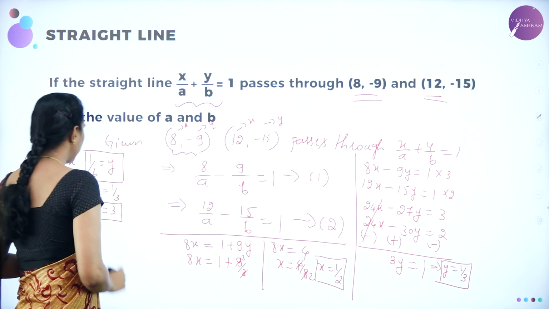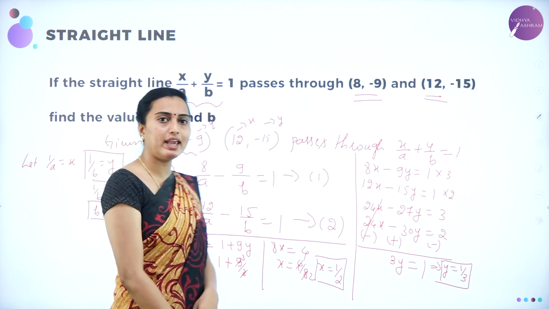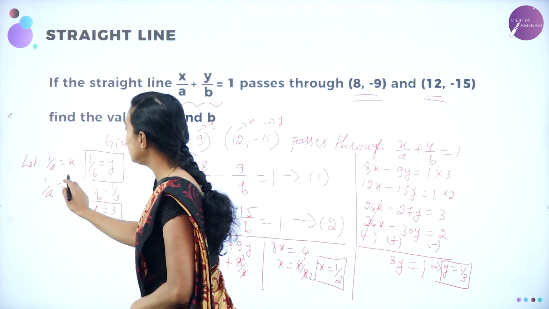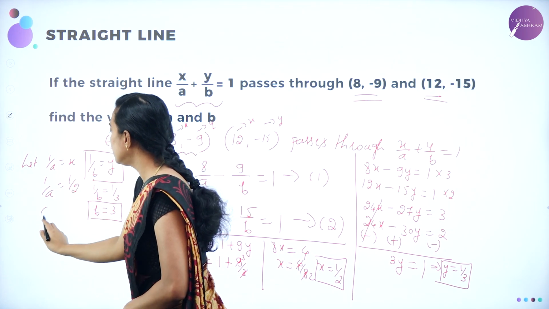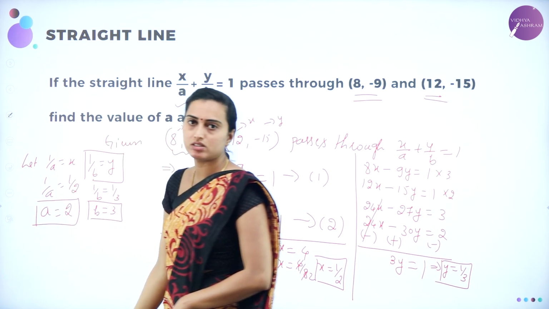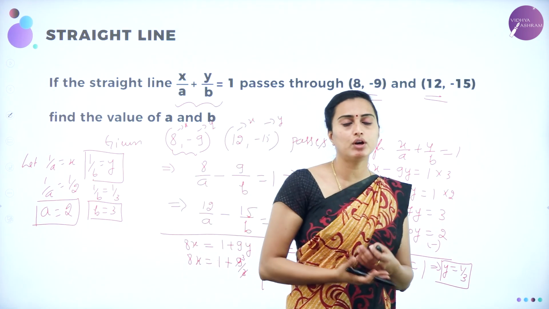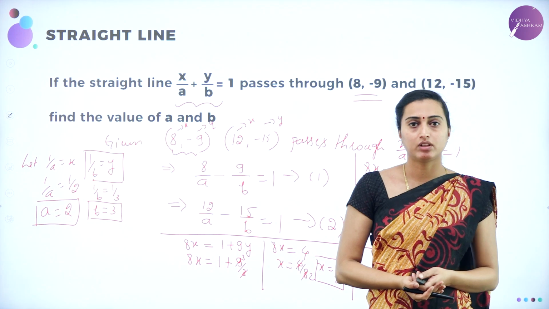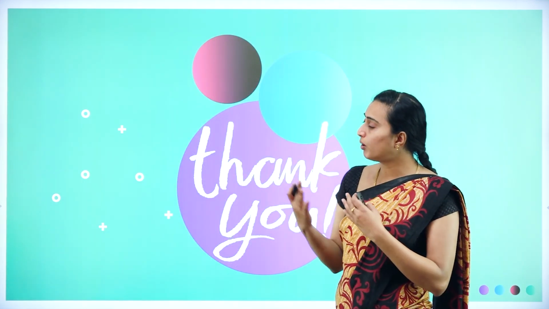Therefore substituting the x value, 1 by a is equal to 1 by 2. Otherwise a is equal to plus 2. How easy to solve, dear students, isn't it? So this is how we find the values of a and b by the given condition. I hope you understood this problem, how to solve.